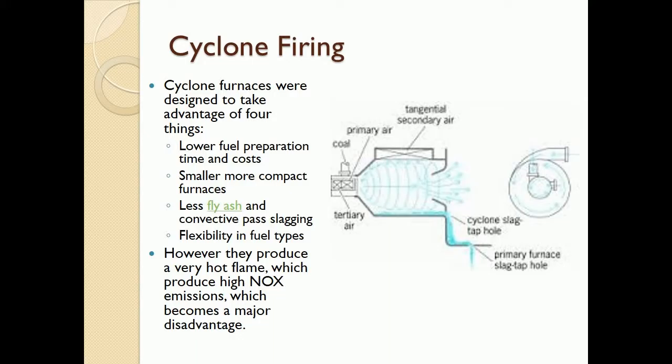Cyclone firing. Cyclone furnaces were designed to take advantage of four things: lower fuel preparation time and costs, smaller, more compact furnaces, less fly ash and convective pass slagging, and flexibility in fuel types. However, they produce a very hot flame, which produces high NOx emissions, and as such this becomes a major disadvantage.